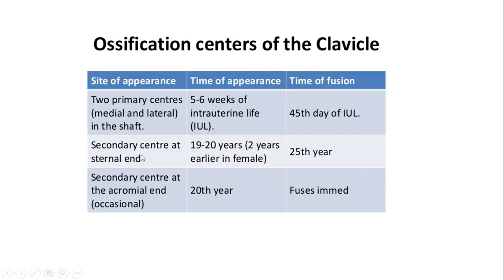The secondary centers appear, one for the sternal end and one for the acromial end. These two centers appear at roughly 19 to 20 years of age, and they fuse around the 25th year of life after birth.